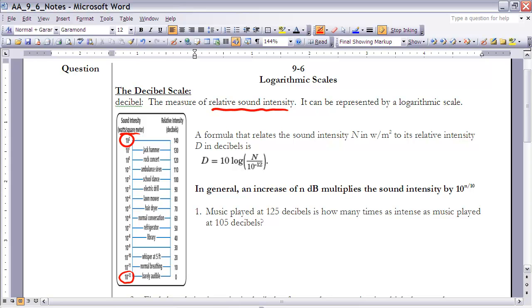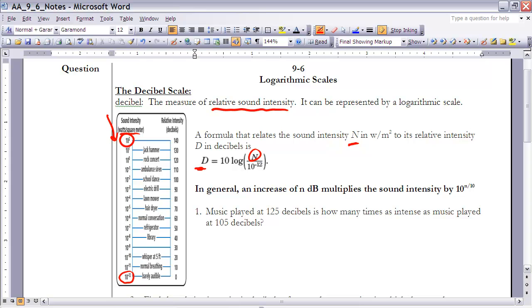We have a formula that we can use for working with the relative intensity in decibels. That formula relates the sound intensity N, which is this number right over here in watts per square meter, to its relative intensity in decibels. So D is the number of decibels, N is the sound intensity.